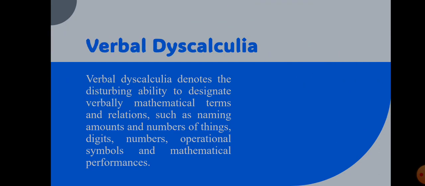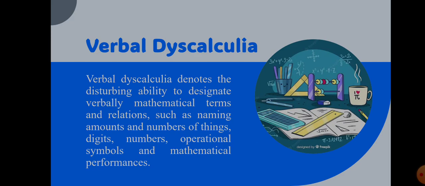Next, we see the types of dyscalculia. The first type is verbal dyscalculia. Here the word verbal denotes that the person has a verbal disability in mathematics, such as naming amounts and numbers of things, digits, numbers, operational symbols, and mathematical performance.